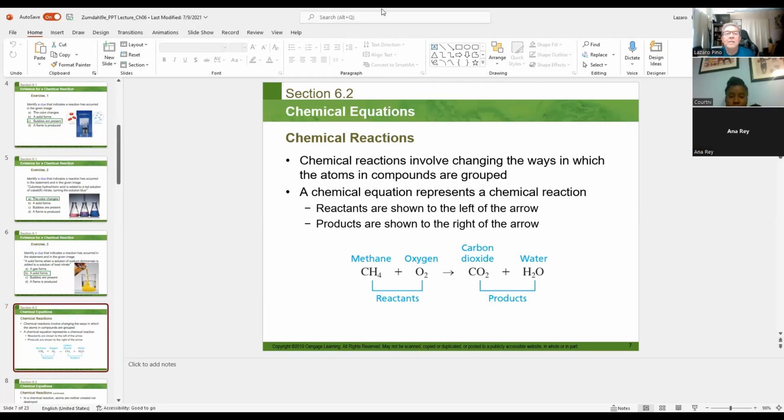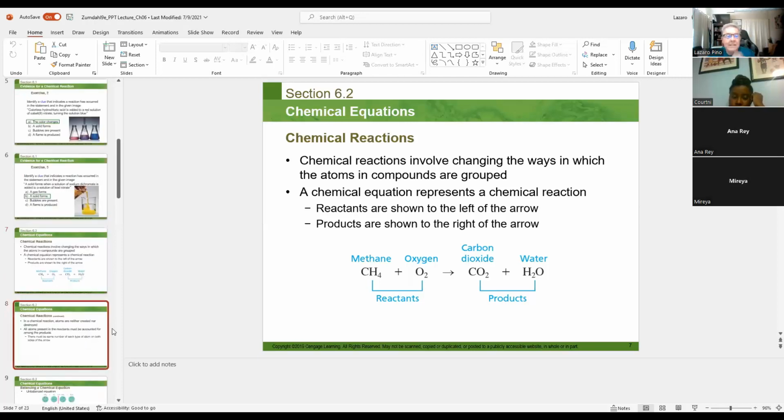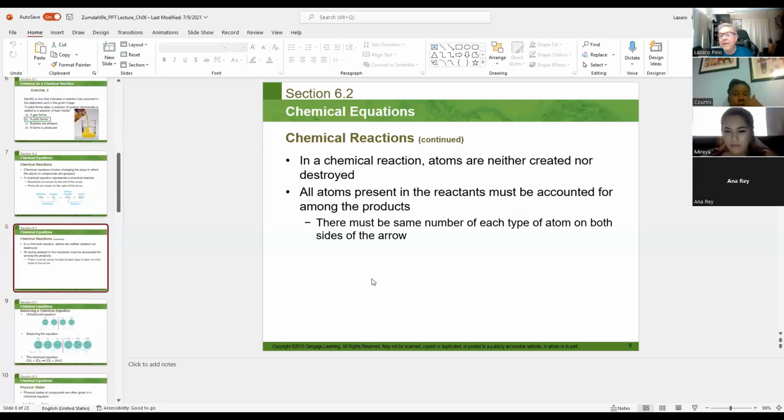Okay, now Mireya is here. Welcome, Mireya. Well, what is also important in a chemical reaction? Not only the reactants and the products. Also, it's important that matter cannot be created or destroyed. What does it mean? That the number of any of the atoms of the reactants must be the same number of atoms of the same kind in the products.